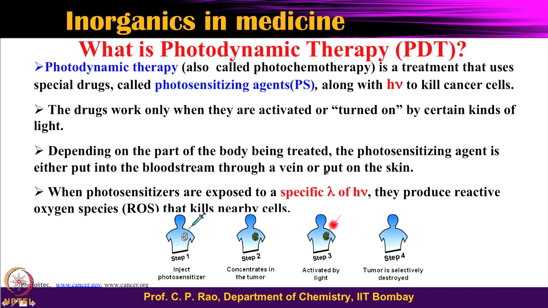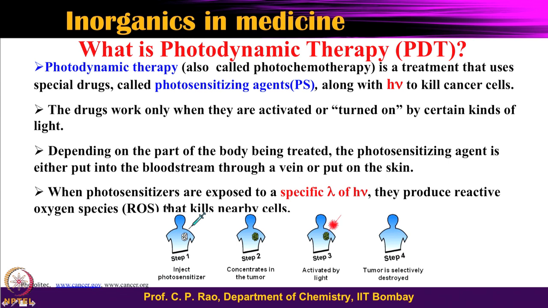So, first you have to give the drug. The drug is nothing but the photosensitizer. Sometimes it can be a combination of two. So, you have a sensitizer plus an additional drug attached to that, or the sensitizer itself is a drug. All these kinds of things are possible.